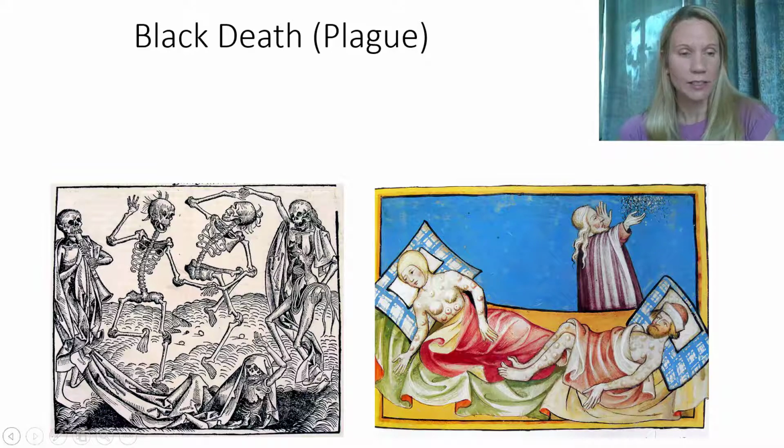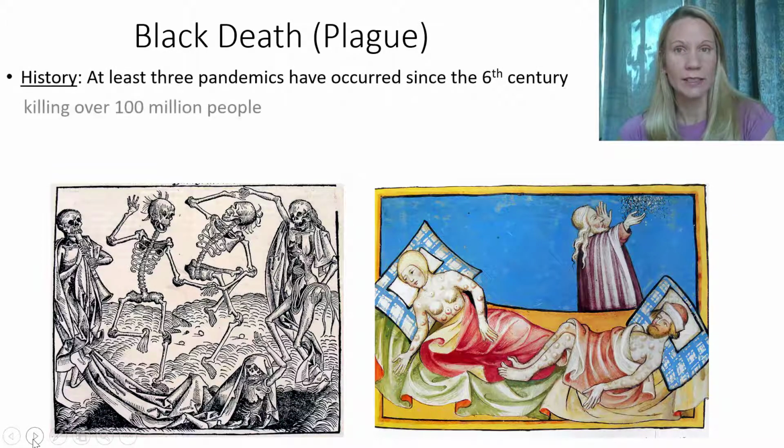There have been at least 3 very large pandemics since the 6th century that have killed over 100 million people. And that was a big deal to be part of a pandemic back then because so little was known about transmission and treatment of infectious disease. This is some artwork that I found from Europe in the 1300s, when there was a pandemic of plague that killed 30% of Europeans within just 5 years.